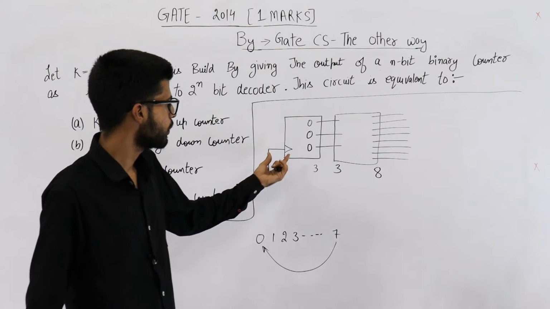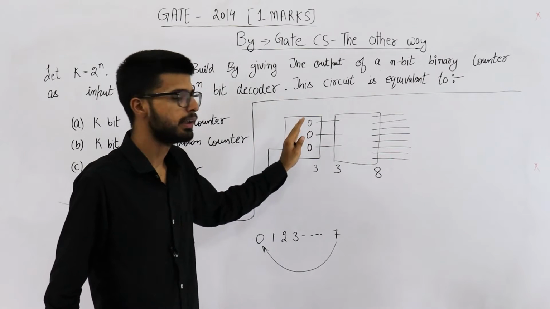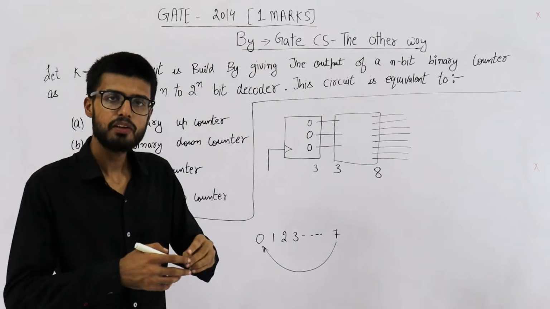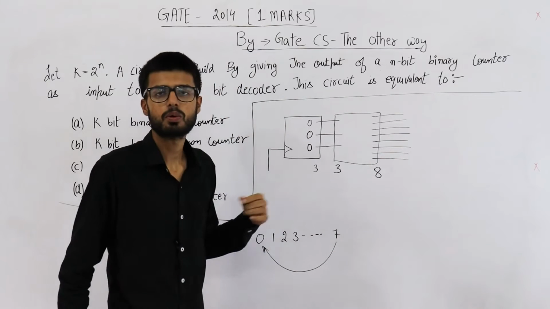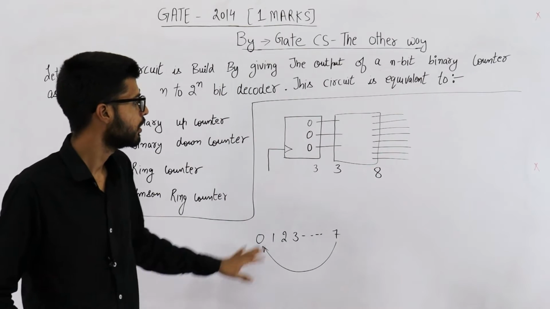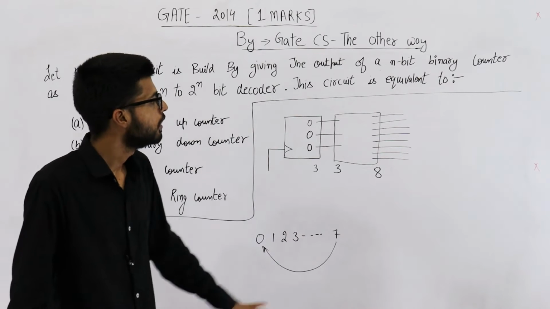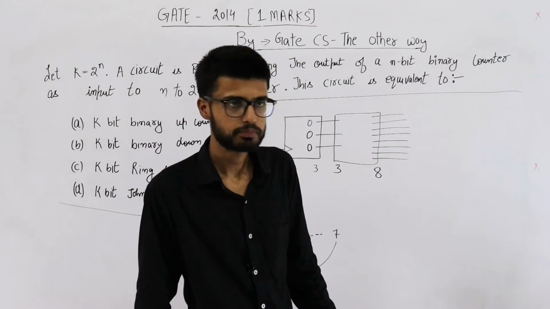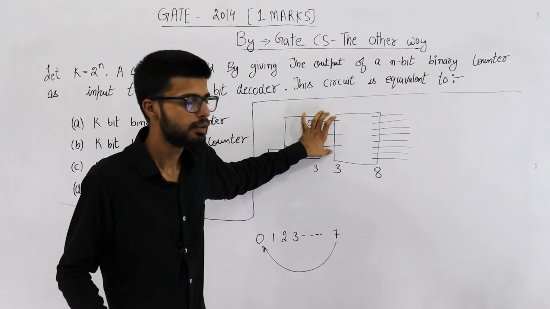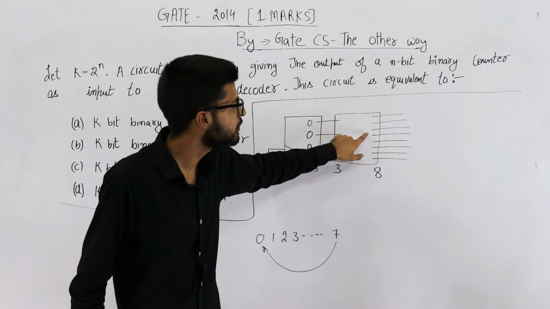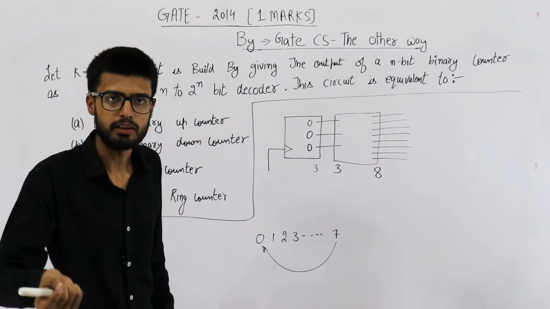That means whenever you give a clock, it will increment the output by 1. If output is already 7, it will reset the output to 0. That happens when a clock signal is given. Now what is this decoder doing? It will just interpret this binary number and make that specific output high.